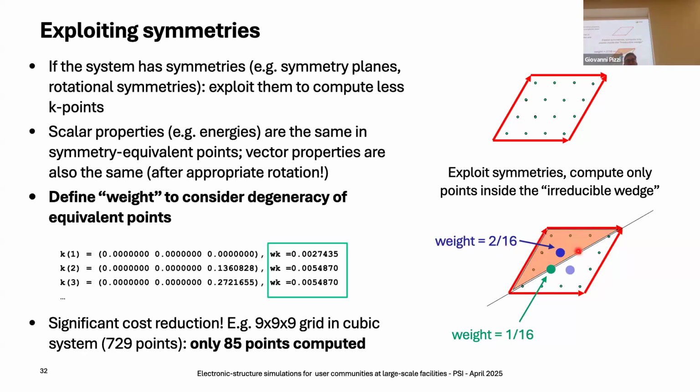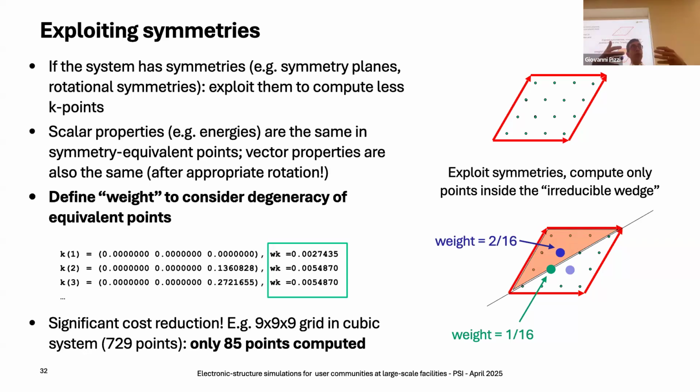Okay, so essentially, whenever you look in the output, you will see I only compute 85 points, even if you put 9 by 9 by 9 in the input. And in addition to the coordinates of the k points, you will see a weight, which essentially is typically, okay, if you have, this would be 9 by 9 by 9, but here it would be 1 over 8, 1 over 16, etc.